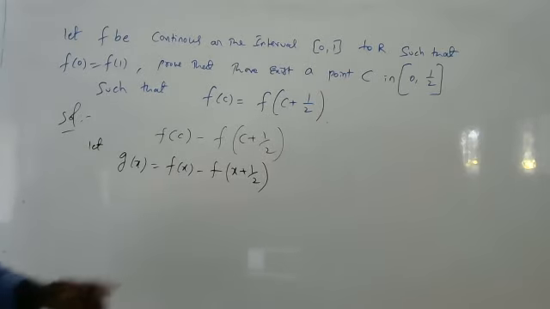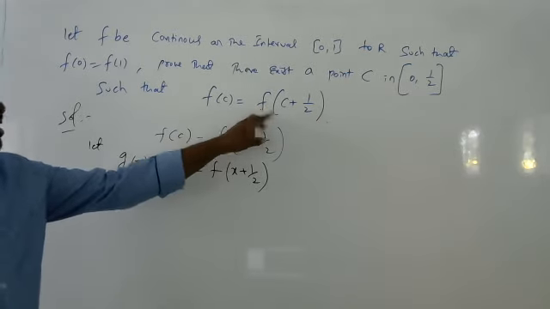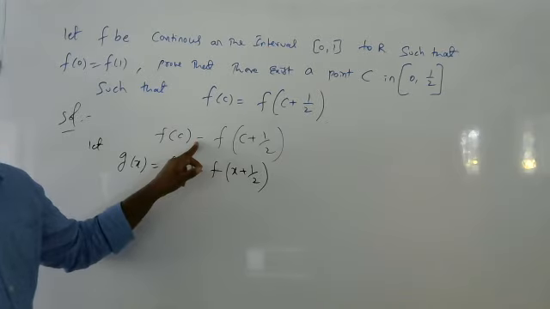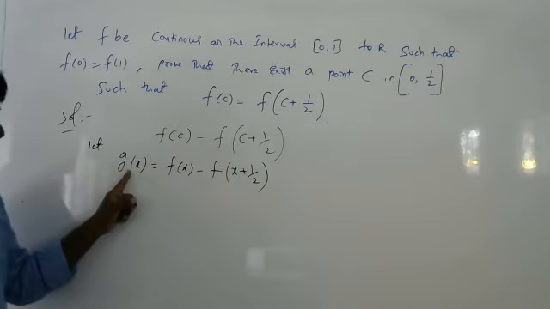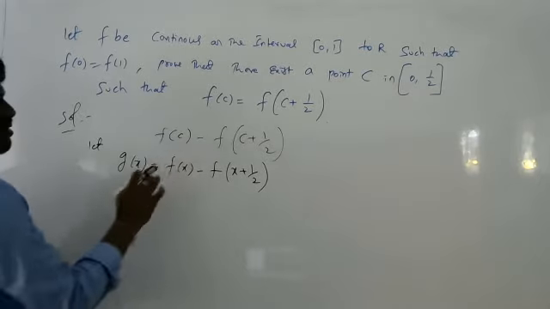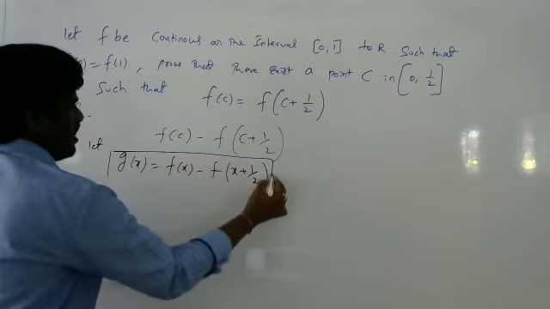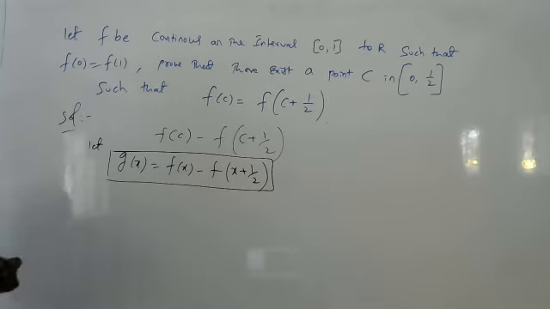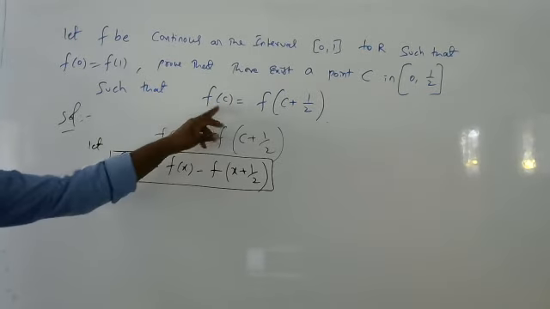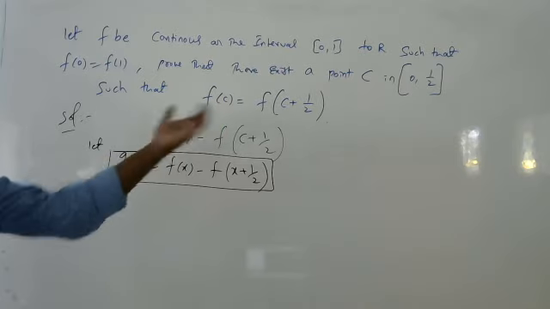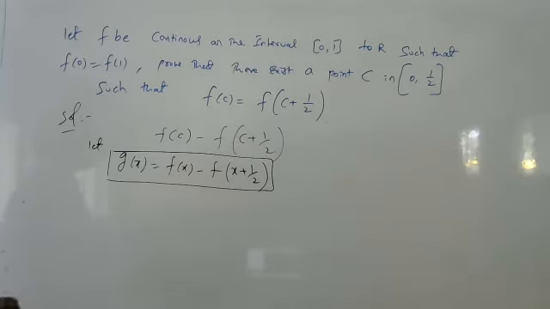I repeat again. Take f of c is equal to this, write this plus, and this side minus. Then you can directly consider g of x, with no need to write this step. This is only for understanding purposes. You can write the g of x function directly. I am sending f of c plus half to this side with a minus and taking it as the function g of x. g of x is equal to f of x minus f of x plus half.